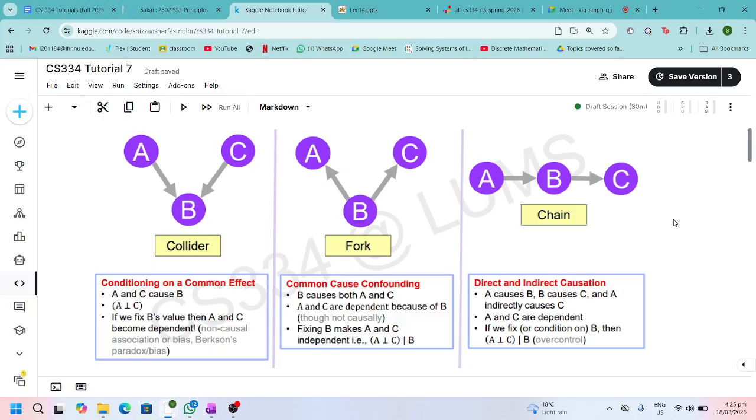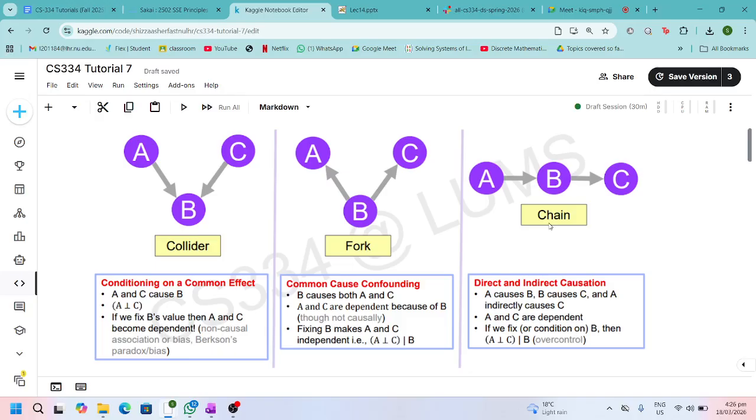अच्छा, जिस तरह अभी हमने लोकल मार्कोव assumption में देखा, अगर मैं B पे कंडीशन कर दूं तो A and C will become independent of each other, right? It's kind of exactly like that. If I condition on B, तो A and C will become independent of each other.